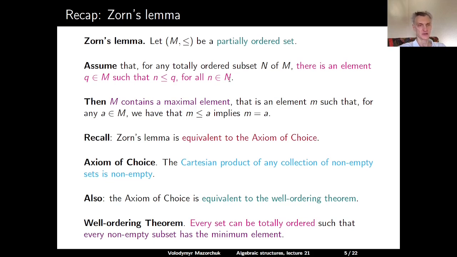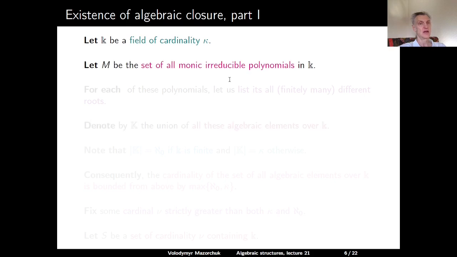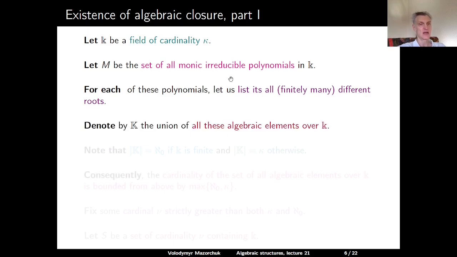So now let's move to proving the existence of algebraic closure. So let K be a field of cardinality kappa. Let M be the set of all monic irreducible polynomials in K. For each of these polynomials, let us list all roots of this polynomial. So each polynomial has finitely many roots, so let's list all of them without repetitions. And let us denote by capital K the union of all these algebraic elements over K.